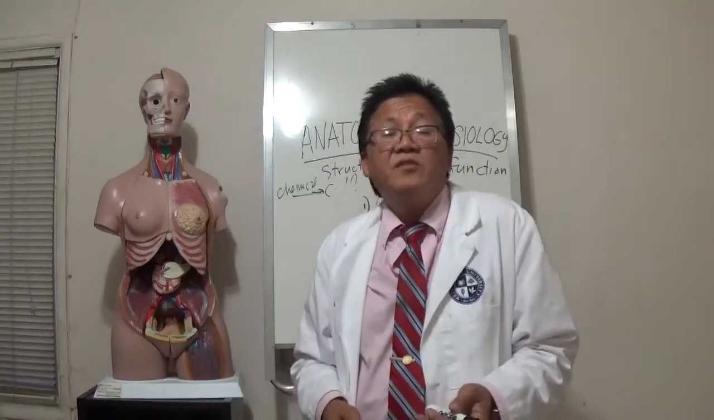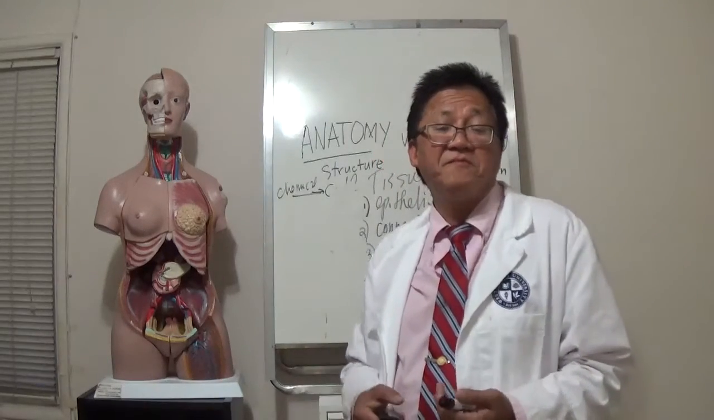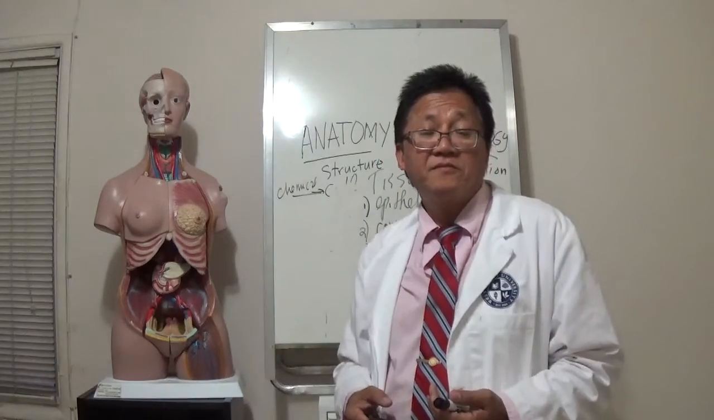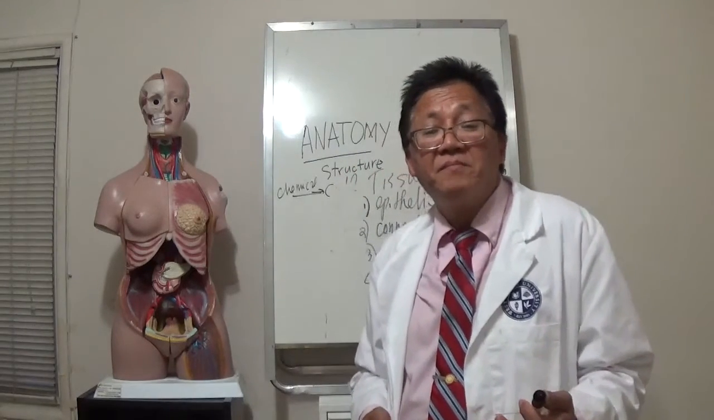Okay. Now, what about the nervous system? Yes, brain and spinal cord. We're going to talk about that, and the peripheral nerves and autonomic nerves. Okay. Now, what else? Now we have to talk about the endocrine system.